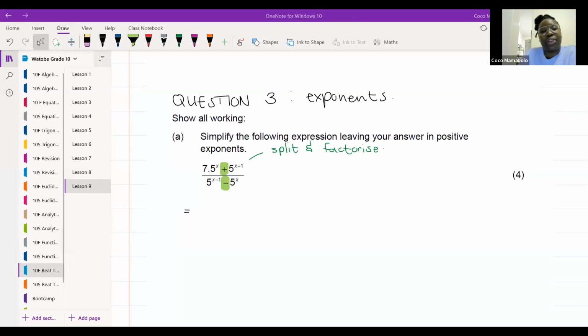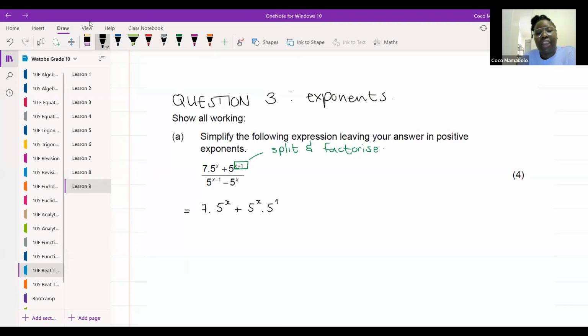This is what we're going to do, guys. We're going to split. So we're going to start by going 7 times 5 to the power of x plus 5 to the power of x times 5 to the power of 1. Do you guys notice what I've done? Just give me a thumbs up if you noticed. Okay. I've taken that 5 to the power of x plus 1 and I've split it into 5 to the power of x multiplied by 5 to the power of 1. If you guys are with me, give me a thumbs up.